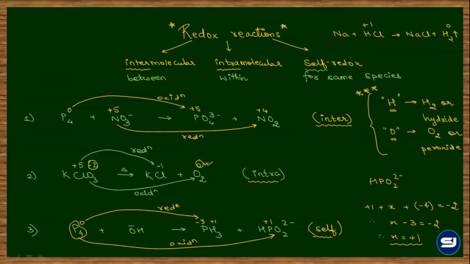Sir, I have a doubt. So by species in self redox, you mean the element or it can be a molecule also? Anything. Species बोला मतलब it can be atom, it can be ion, it can be molecule, anything. इसलिए मैं general word use करता हूँ species. So it can mean anything. Is that clear? Yes, sir.